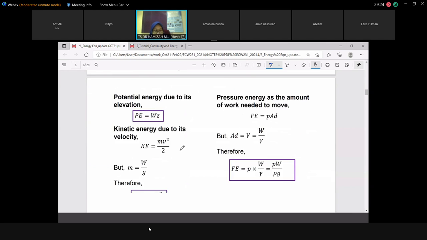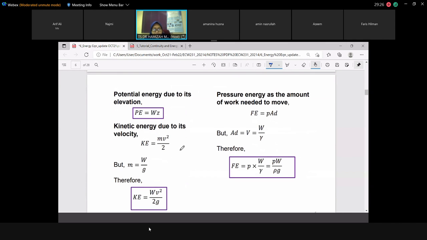Okay, let's see one by one on the potential energy, kinetic energy and pressure energy. So potential energy is represented by PE. PE ialah weight darab dengan Z. Weight ialah mg tadi. Z is dia punya ketinggian, ketinggian from the datum. Okay.